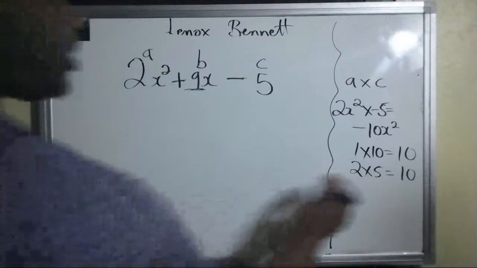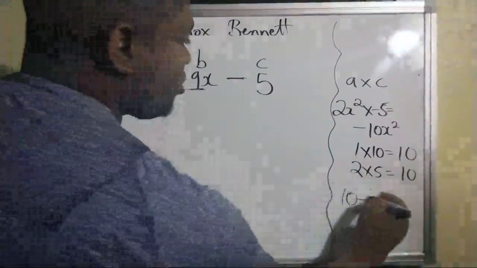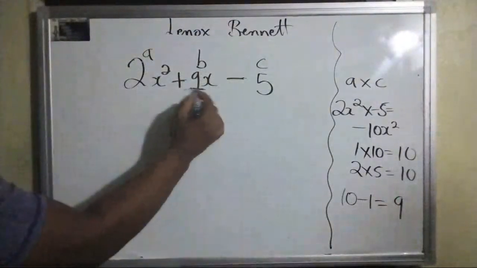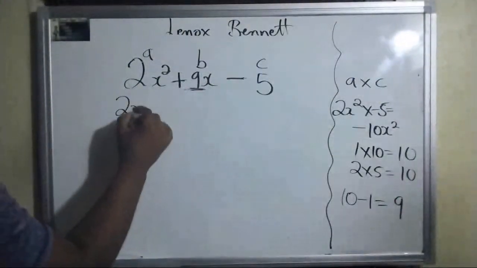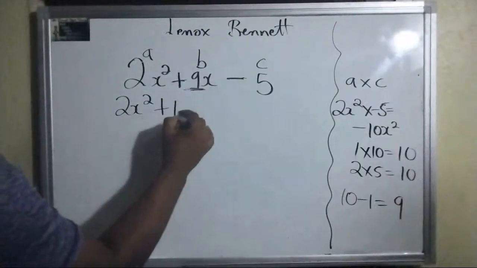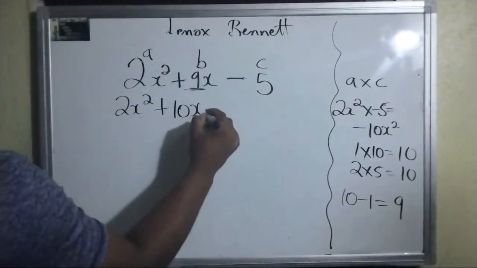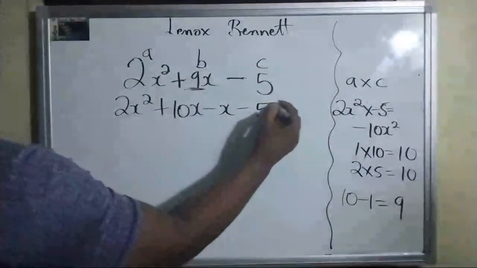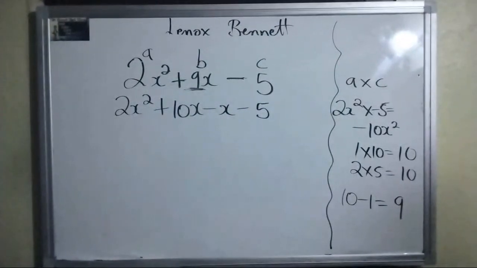We're going to replace it with 10 minus 1 because that is equal to 9. Alright? Remember, we can't change the value of the question. So we said 2x squared plus 10x. Don't forget the x now. Minus x. You can put x or you can just put 1x. It doesn't matter. It's the same thing.